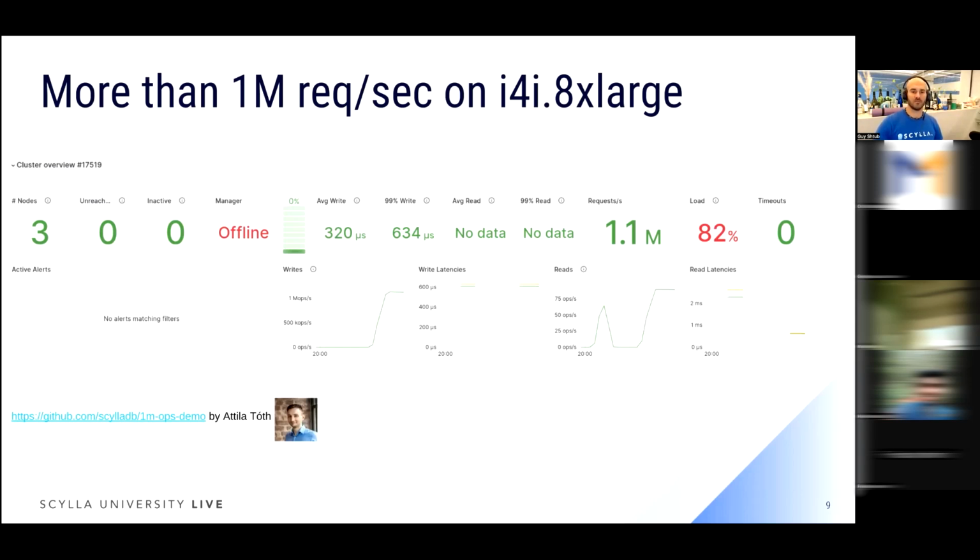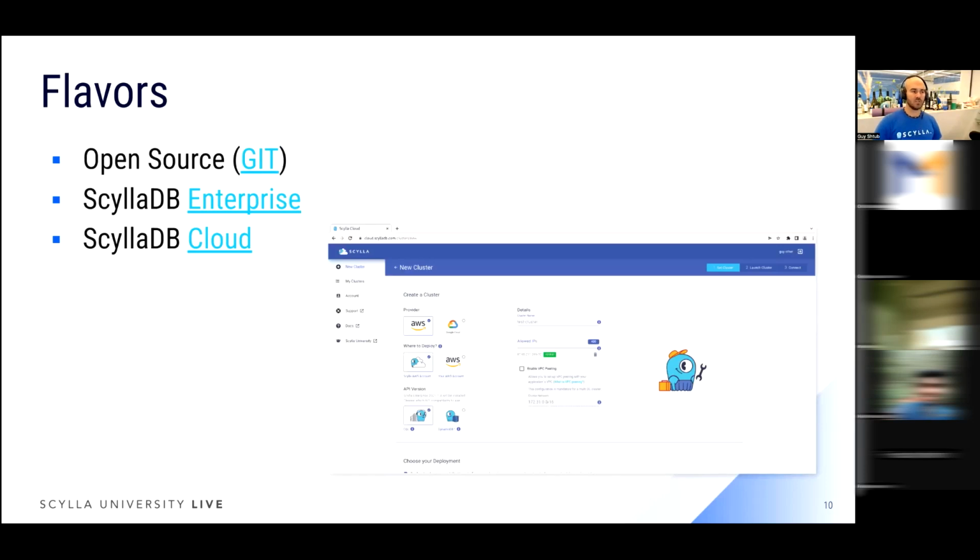Okay, so ScyllaDB comes in 3 different flavors. It's open source software, community-based. If that's your thing, you can hack around, add features, play with the code, compile it yourself. And there's a link there to the GitHub repo.